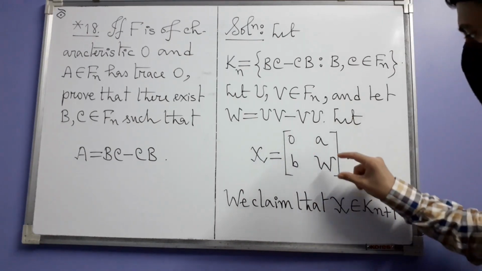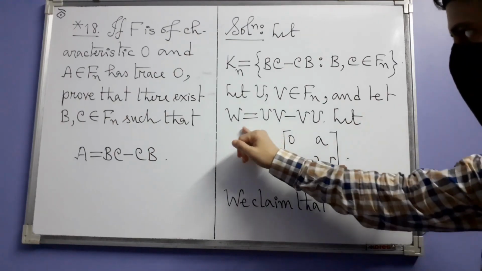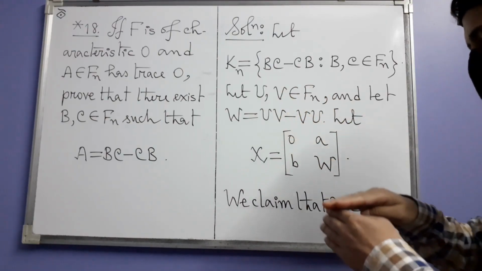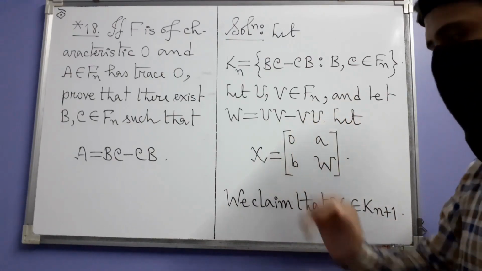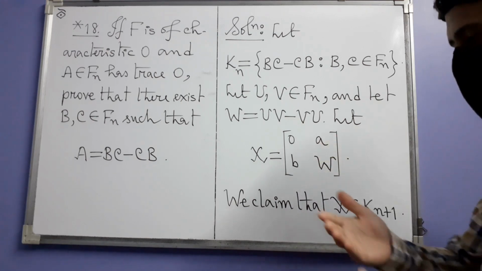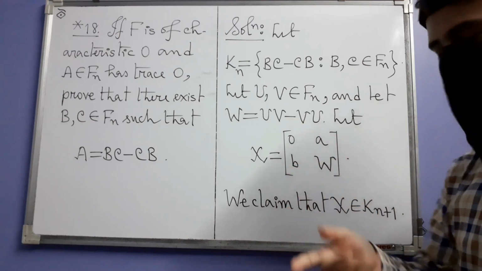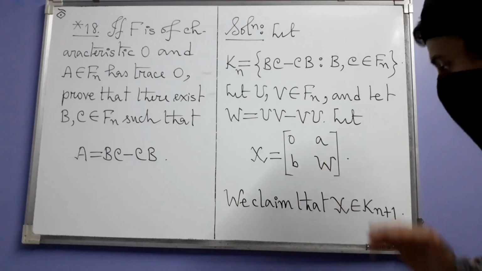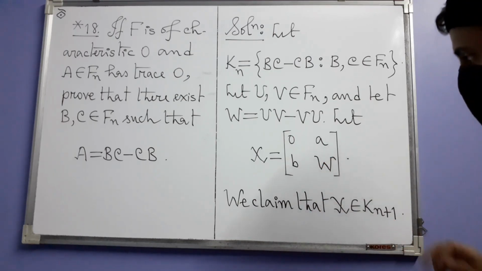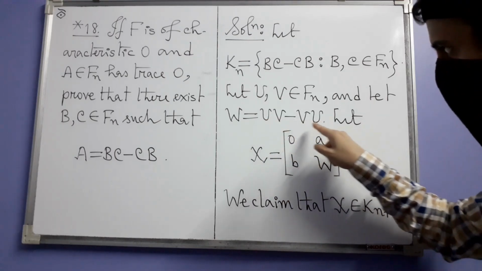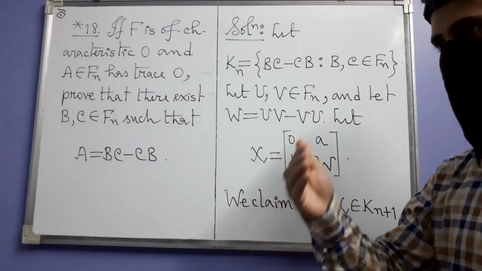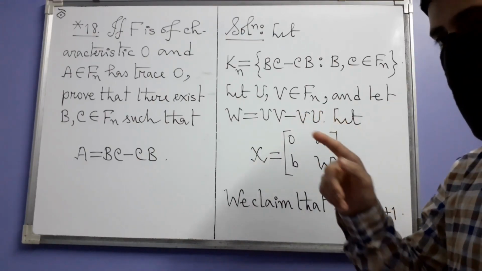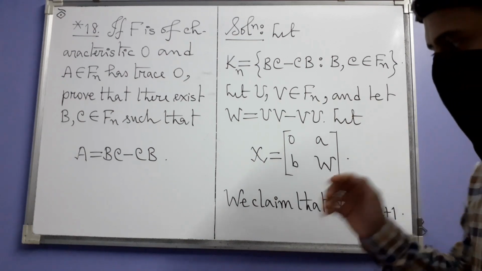So this row and column are of appropriate sizes so that this X becomes an n plus 1 by n plus 1 matrix. That means W is already an n by n matrix because W is uv minus vu, which themselves, u and v, are n by n matrices. So we are increasing the number of rows by 1 and the number of columns by 1 to create X. This A can be a row of any entries. Similarly, B also is a column of any entries. Now the claim is that this X belongs to Kn plus 1. So X will also be a matrix like CD minus DC, where both C and D are matrices not in Fn but in Fn plus 1. So let us prove this claim first.